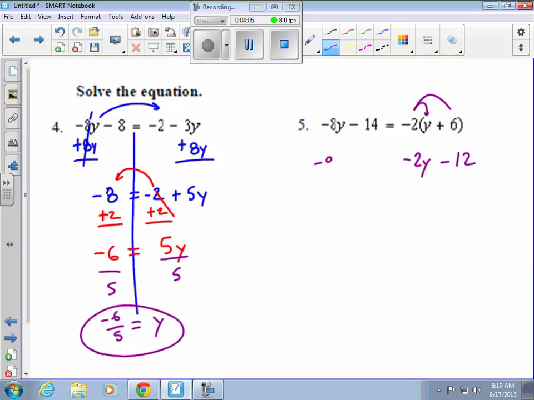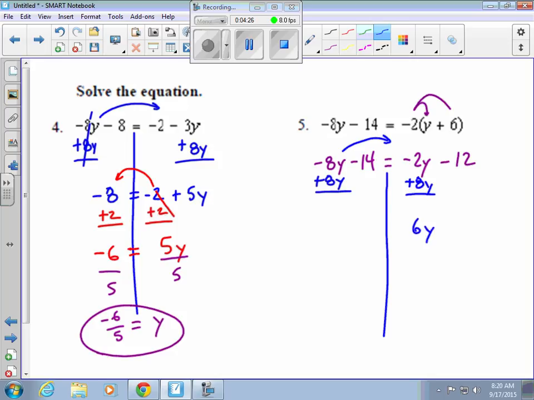Now we have negative 8y minus 14 is equal to the rest of that, and it looks just like problem number 4, and that just has variables on both sides. Bring the smaller variable, negative 8y, to the larger variable, negative 2y side by adding 8y. If you add it to that side, do likewise to this side. Negative 2y plus 8y is 6y, and it's positive.